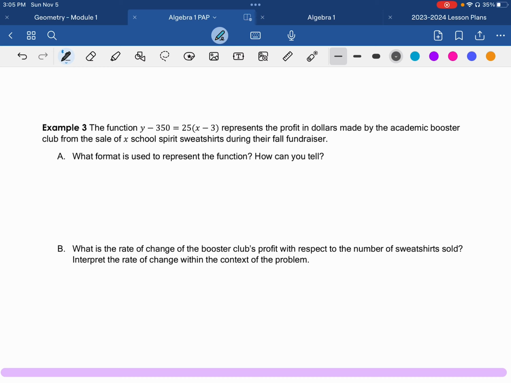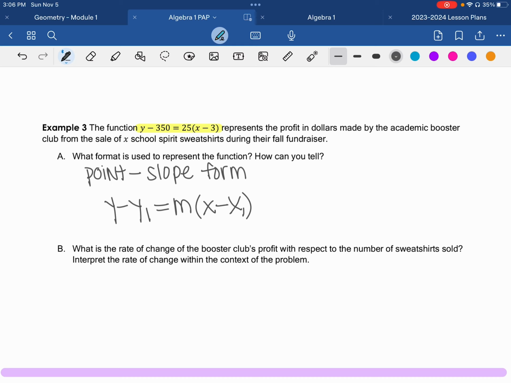Well, by looking at the function, which is this one right here, I'm going to say that it is in point slope form, which is y minus y1 equals m times x minus x1. How could I tell? The parentheses are what gave it away.